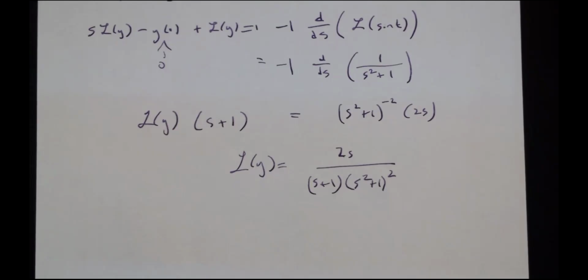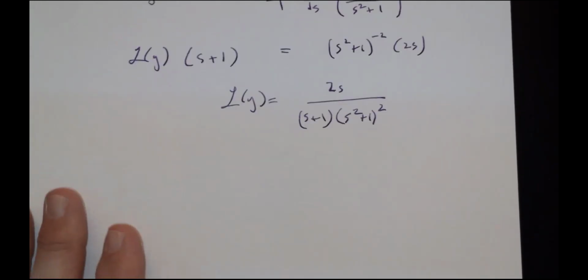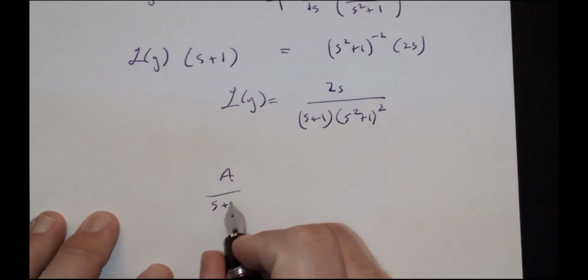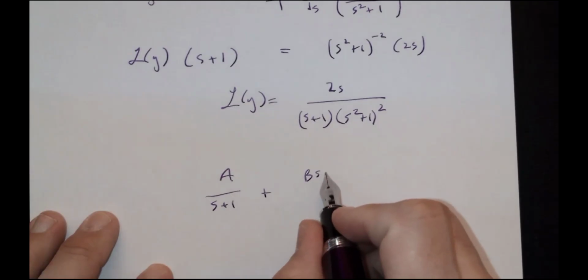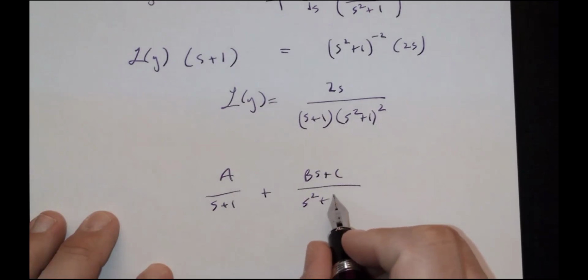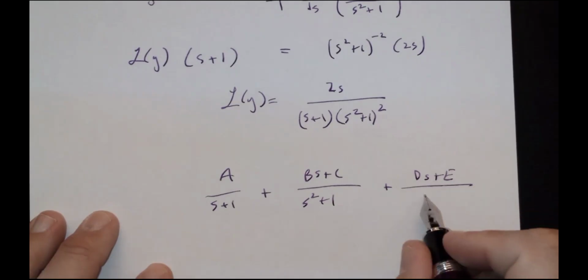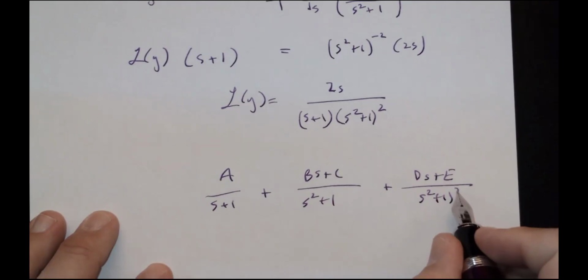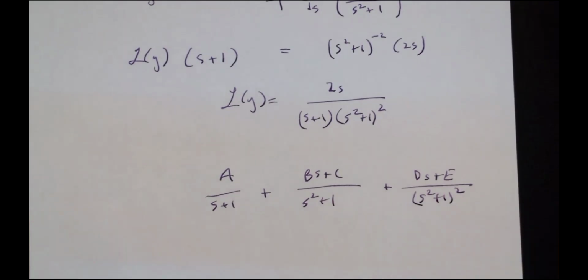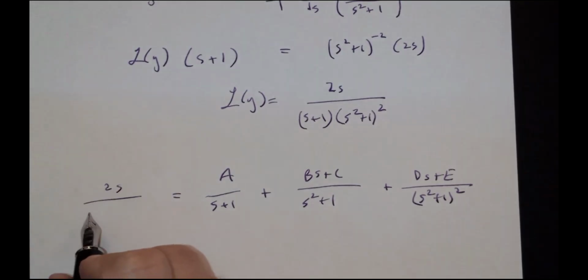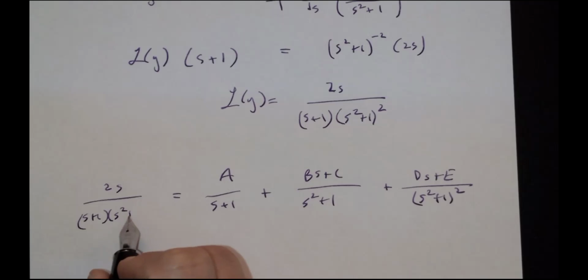Partial fractions time. A over s plus 1, Bs plus C over s squared plus 1, Ds plus E over s squared plus 1 squared because it's a repeated quadratic factor. Barf. Should be equal to 2s over s plus 1, s squared plus 1 squared. From here on down, there's a crap ton of algebra I'm going to do.